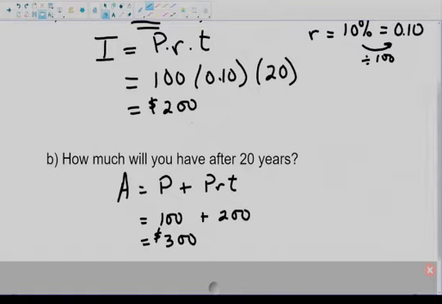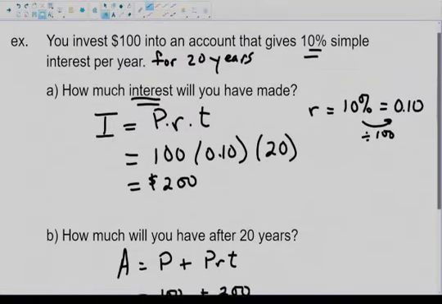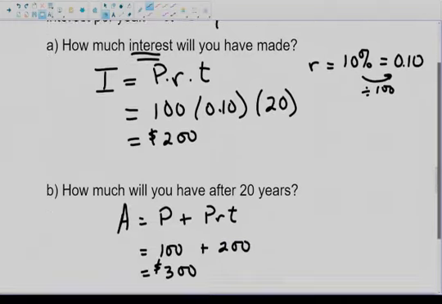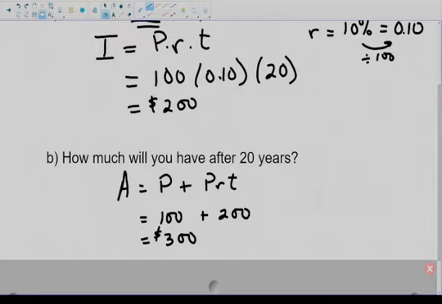Now, these were easy numbers to work with, folks. Finding an account that gives 10% interest is very difficult to do unless you're investing in mutual funds or stocks and bonds. And at that point, you actually won't be using simple interest anyway. You'd be using compound interest. But just to get us started, I wanted to use an easy example here. It might not be a realistic example, but I just wanted to use nice numbers to work with. So that's basically how that works.